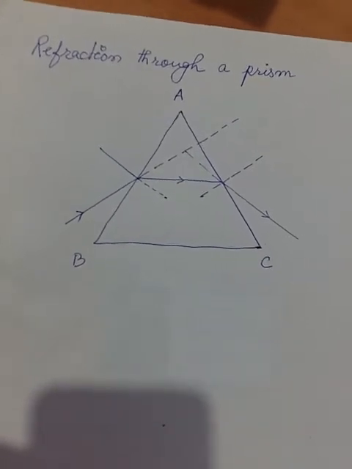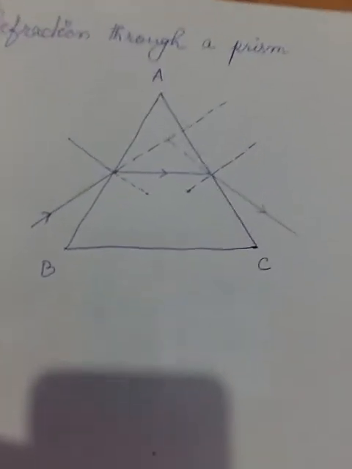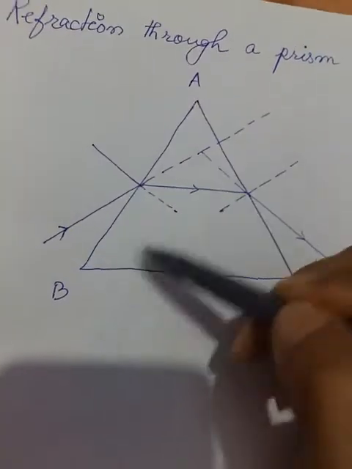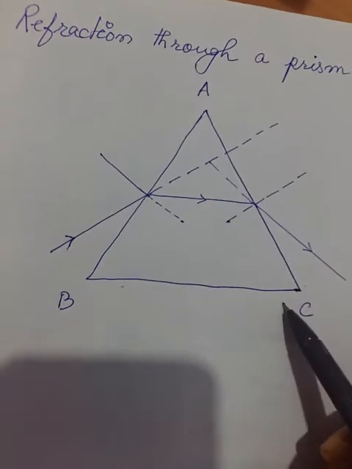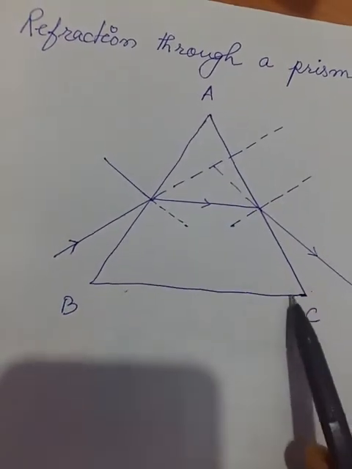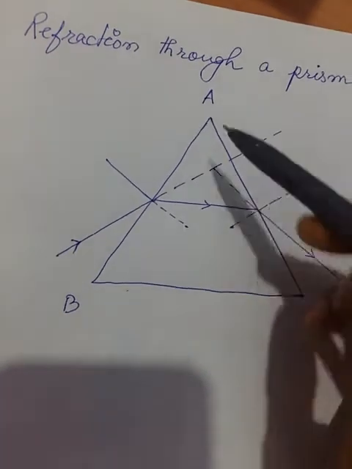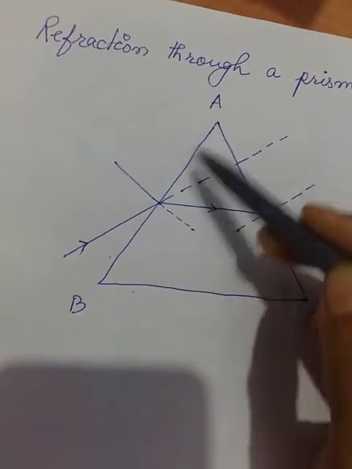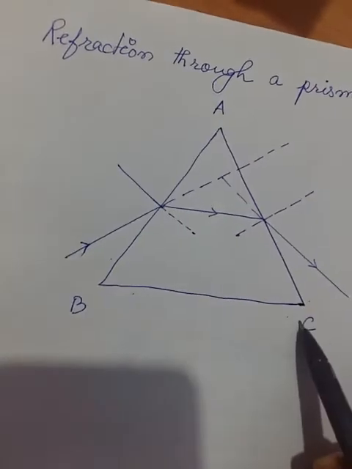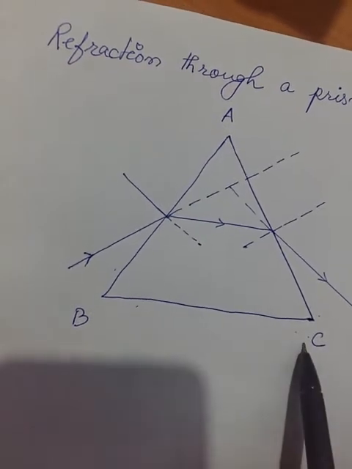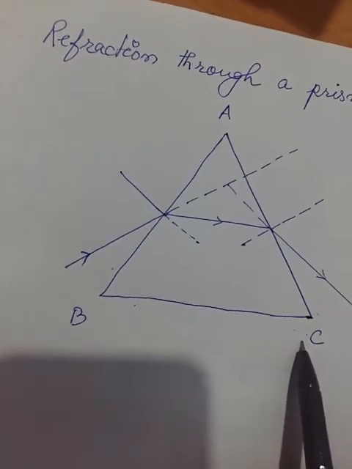Now we take the refraction through a prism. Here we consider one prism ABC. AB is one of the refracting surfaces and AC is another refracting surface. And BC is the base of the prism.